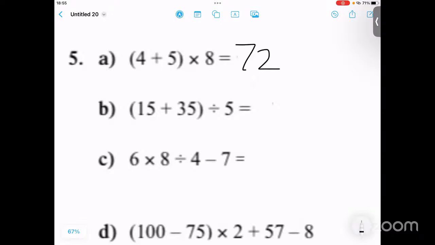72. Perfect. Now let's move to B, Butlali. What are we going to do on our B? What's the procedure? Ma'am, we're going to start by solving what's in the brackets, which is 15 plus 35. You're going to get an answer of 50, and then you're going to take that 50 and divide it by 5, and you get an answer of 10. Perfect. So the answer here is going to be 10.